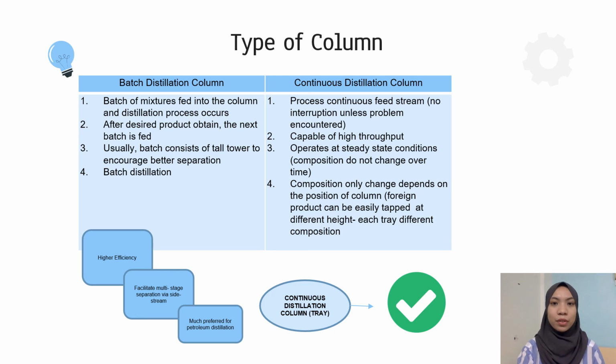There are two types of column being considered, which are batch distillation column and continuous distillation column. However, after several operating conditions are taken into consideration, continuous distillation column is chosen due to the higher efficiency, facilitating multi-stage separation via side stream, and being much preferred for petroleum distillation.